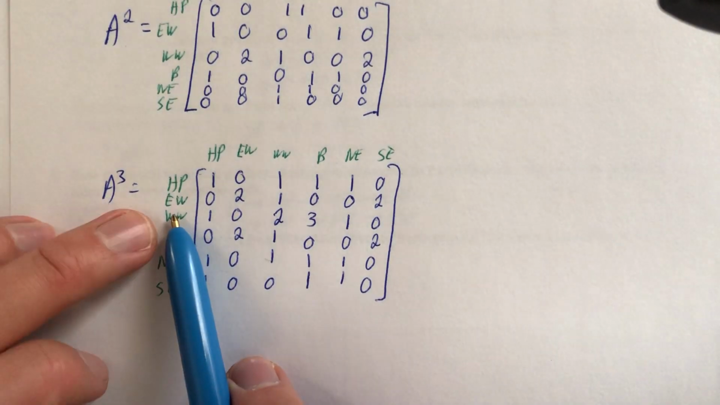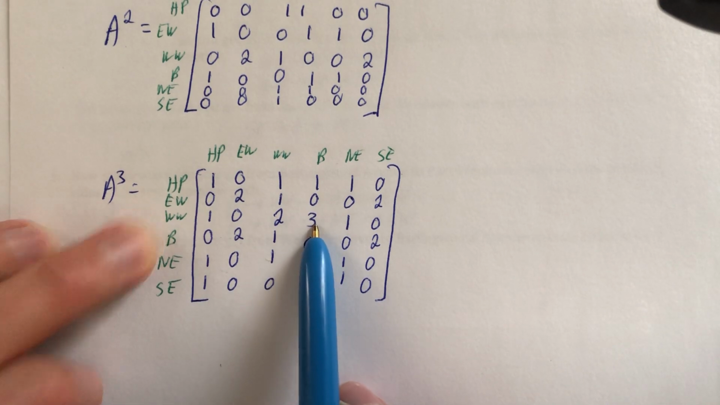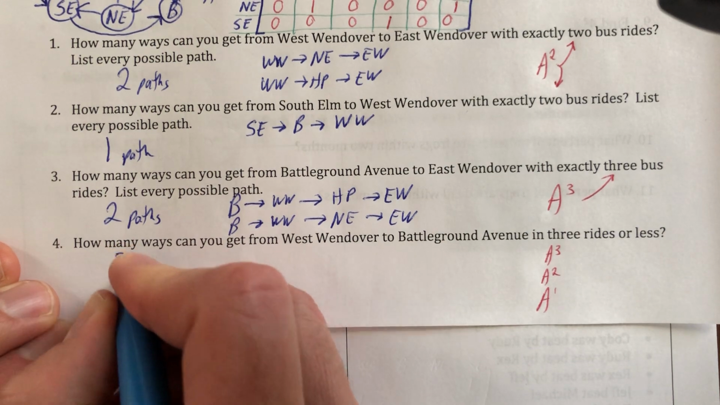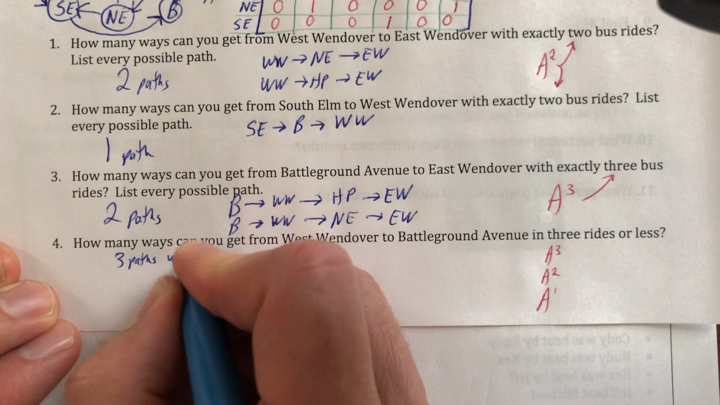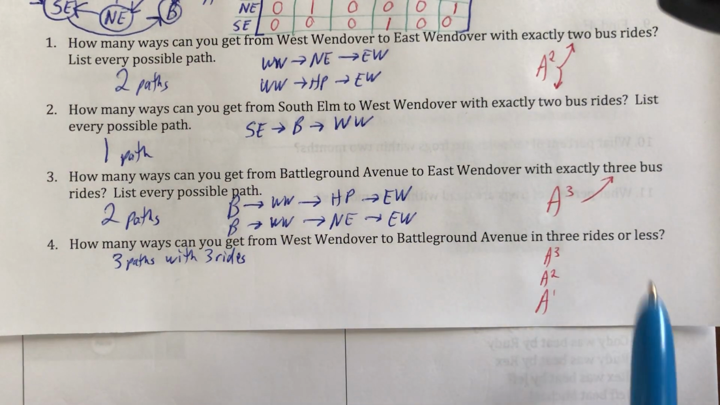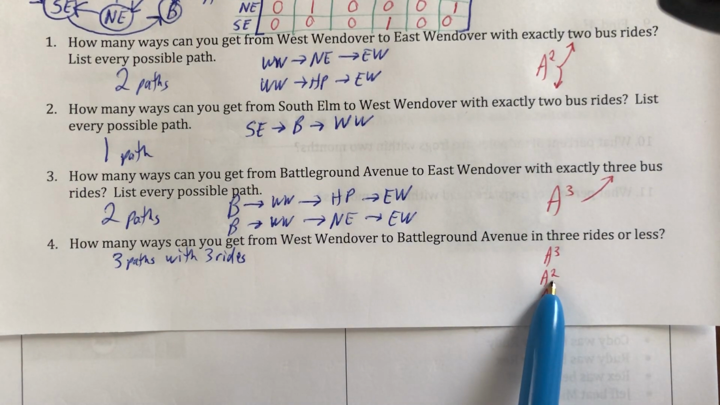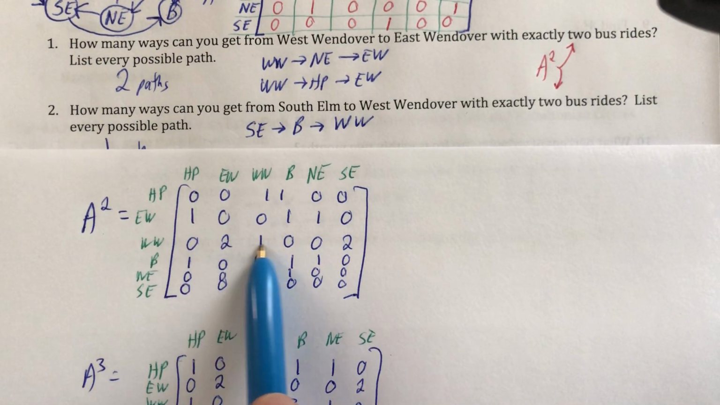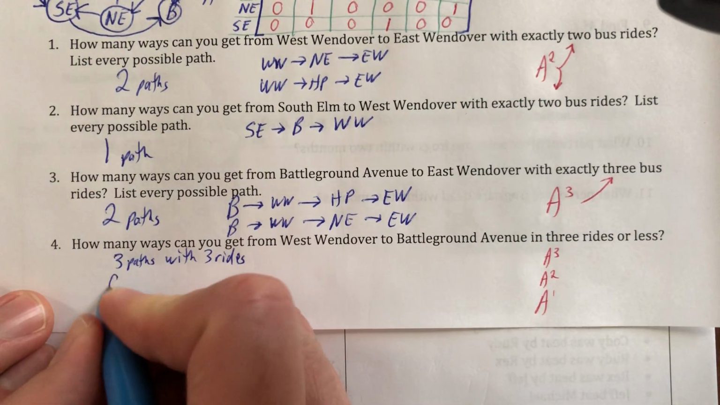And I'm going from West to Battleground. So West to Battleground, there's 3. So there are 3 paths with 3 rides. Okay. Notice it didn't say to list them because it would take all day. We're not going to. And now we're going to try A squared. So we're going from West Wendover to Battleground. Oh, there's 0. So I'm going to put 0 just so I'll know that I've considered it.